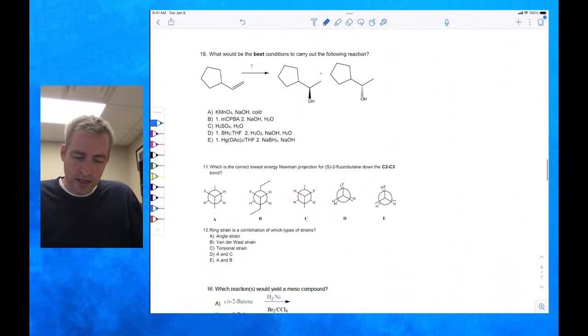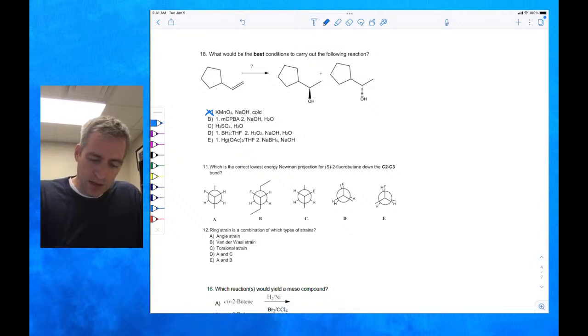Okay, so the next question says, what would be the best conditions to carry out the following reaction? So what we've done here is hydration of an alkene, and it has given us a racemic mixture, which makes sense. We have an optically inactive starting material, so we're going to get an optically inactive product. And so we need to pick out conditions which do hydration. And so if you look at these reactions, A is not going to work. A is the one that puts two OH groups on there, makes vicinal diols, as we call them.